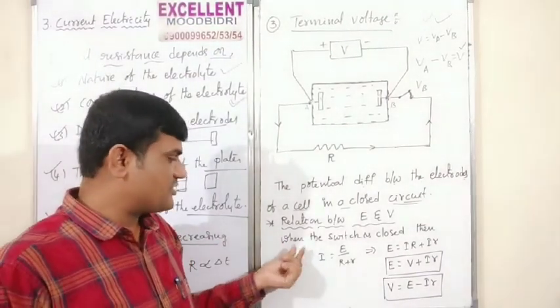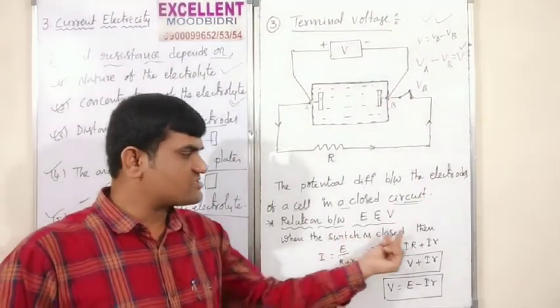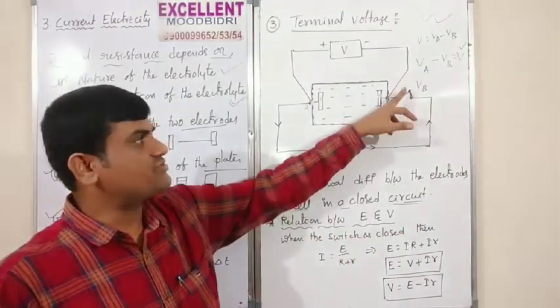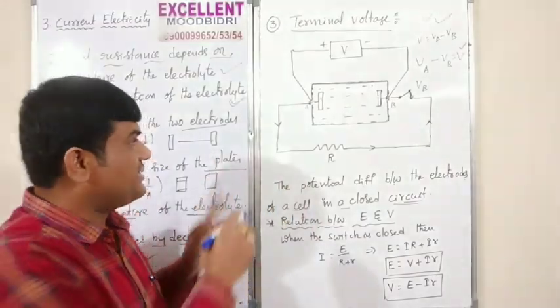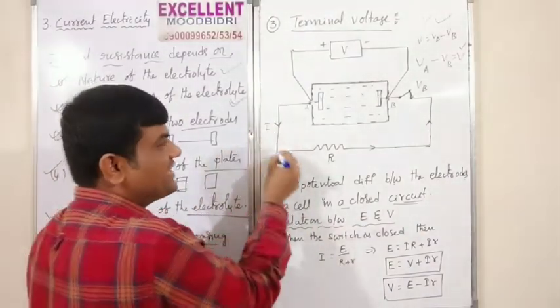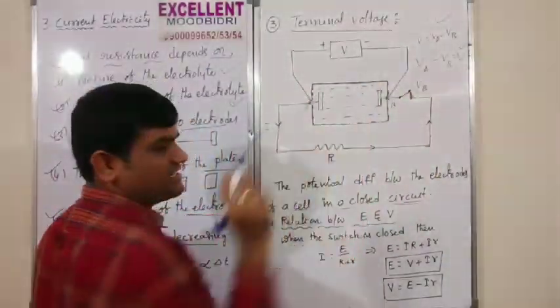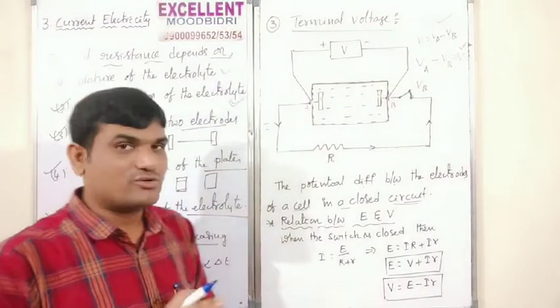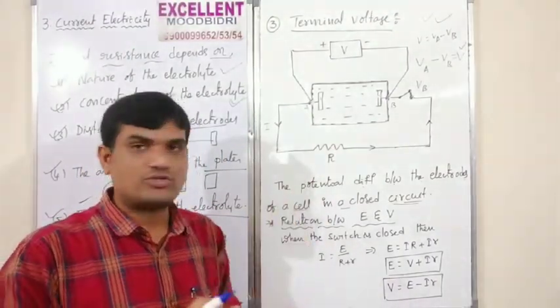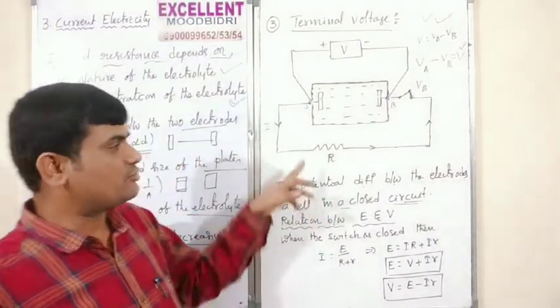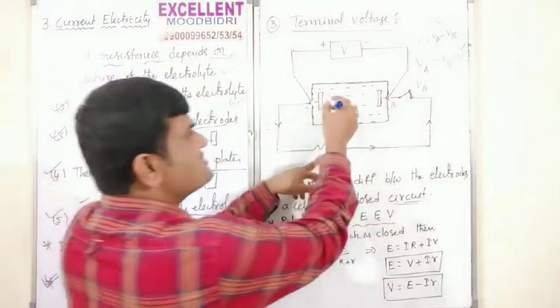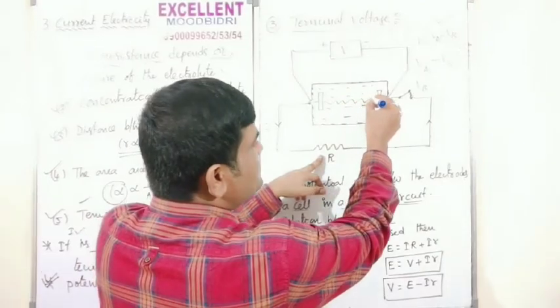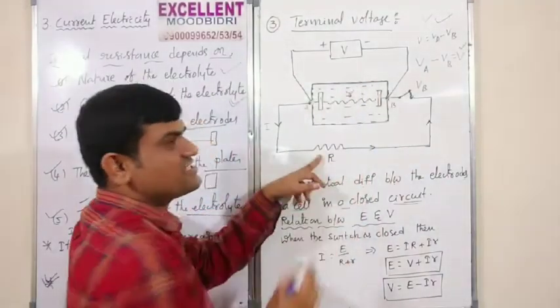After that, the third step. What would happen when the switch is closed? The current is flowing in this direction, right? That current is equal to how much? The flow of current through the external resistance R. Here inside, one resistor will be there. That is the internal resistance, r.